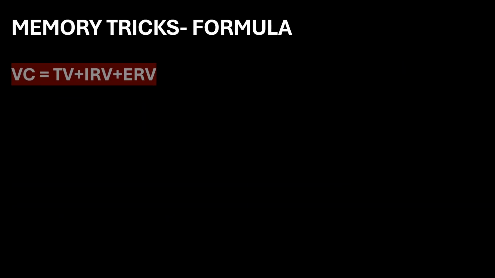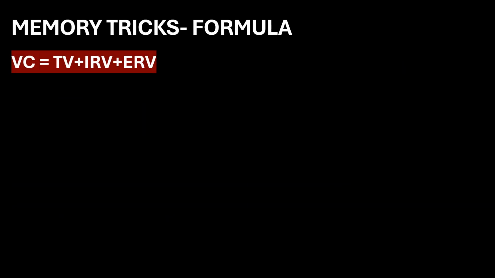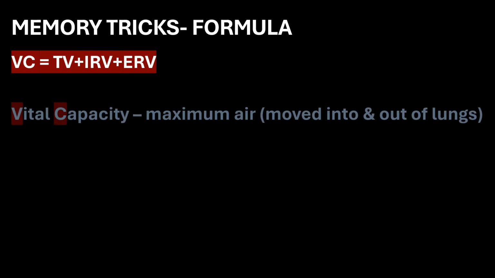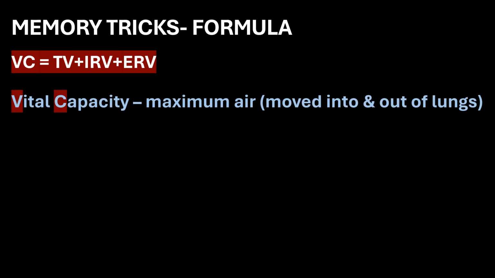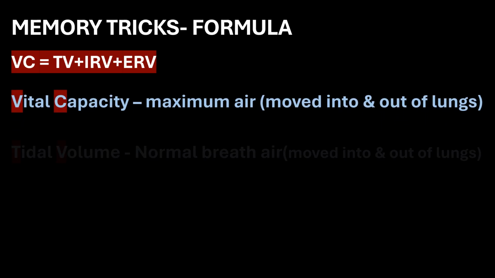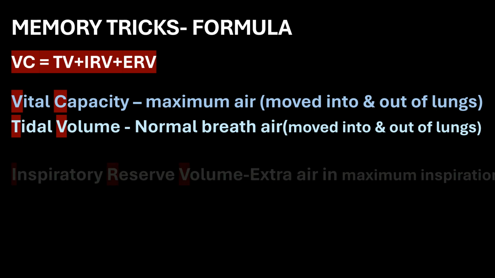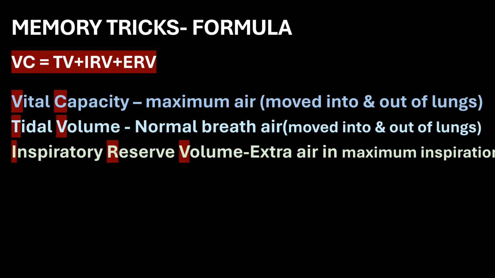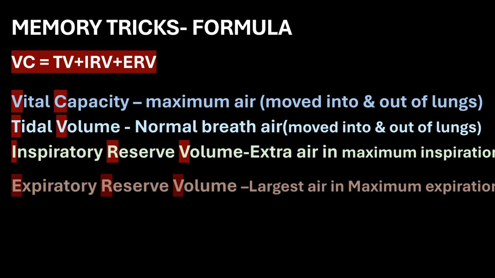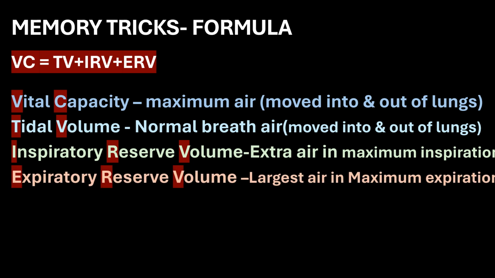Let us see some memory tricks and formulas. VC is equal to TV plus IRV plus ERV. VC is vital capacity, that is the maximum air moved into and out of the lungs. TV is the tidal volume, the normal breath air moved into and out of the lungs. IRV is the inspiratory reserve volume, extra air in maximum inspiration. ERV is the expiratory reserve volume, the largest air in maximum expiration.